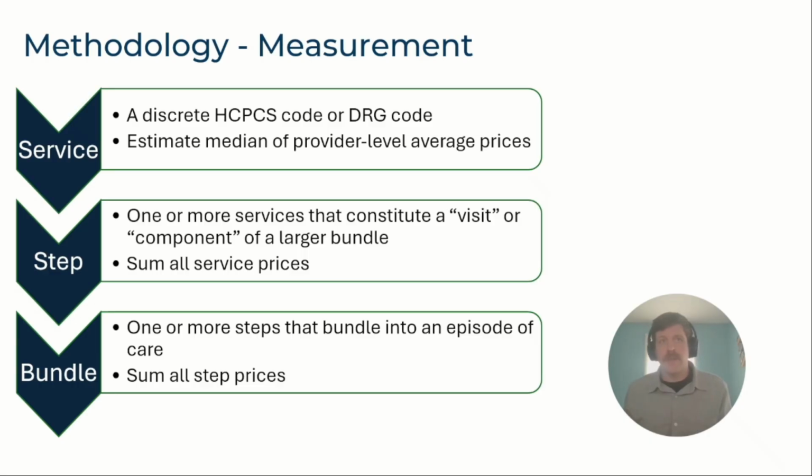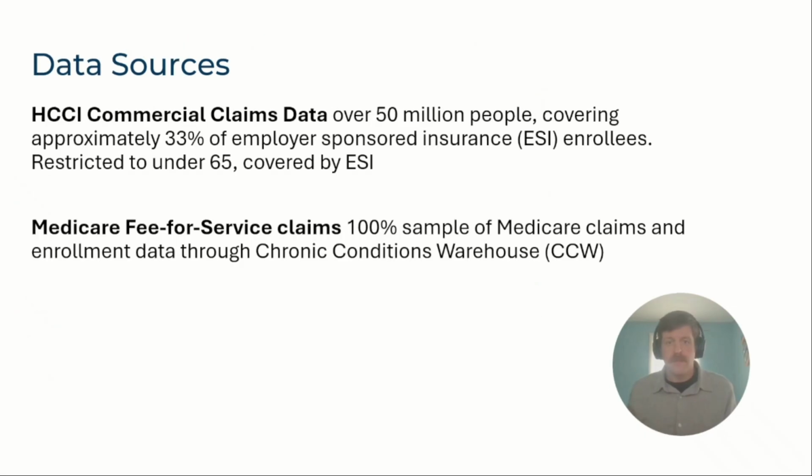When we estimate bundle prices, we actually work backwards from the service level. So we start by getting the individual price of a service using claims data, looking at allowed amounts. We then calculate the average price for that service across all providers in a given geographic area, such as a CBSA or a state. That gives us a service price, which we can then sum together into a step price, and all of the step prices sum together into a bundle price.